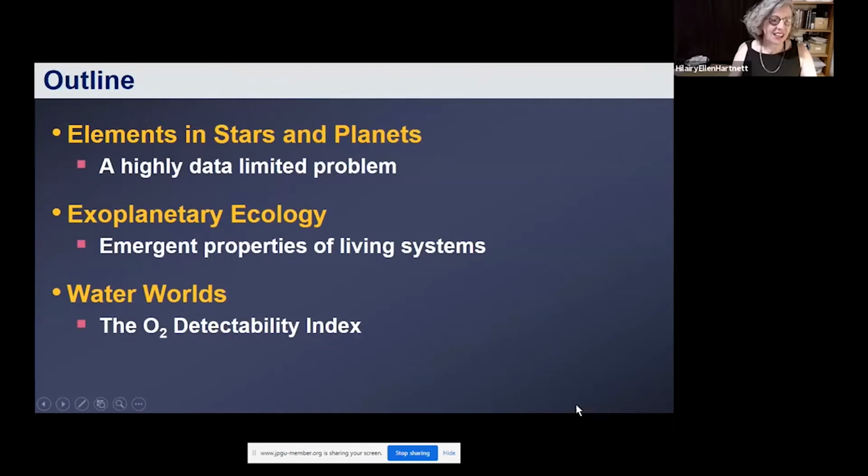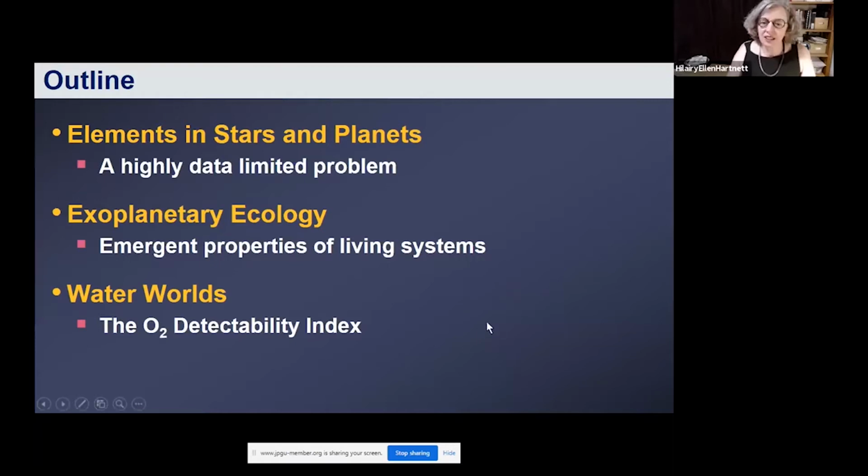So today, my talk is in 3 parts. I'm going to talk to you about elements in stars and planets, and I think by the time I'm done, we'll realize that this is a highly data-limited problem. We really do need more data on elemental abundances. I'm going to talk about exoplanetary ecology as a way of thinking about the emergent properties of living systems. And I'm going to close with an example from a water world, a planet with much more water than Earth, and talk about the detectability index for oxygen as a biosignature.